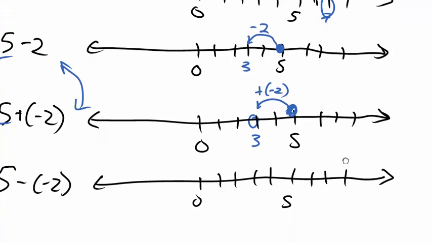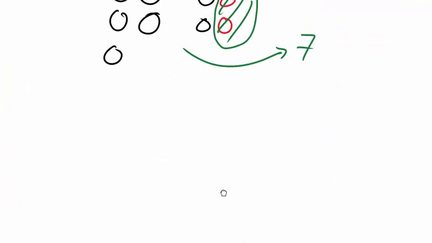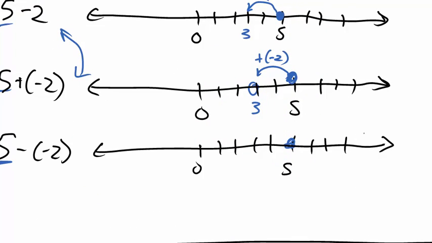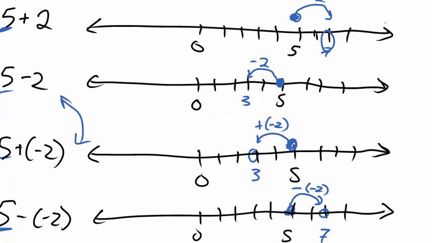How about the last problem? 5 minus negative 2. Well, I know I'm starting at 5. That was my starting number. Let's look back at what happened before. 5 minus negative 2, the answer was 7. So let's plot that on the number line. There's my 7. So I started at 5 and I ended at 7 when I subtracted negative 2. So this time, that number line looks a whole lot like what happened up above when I did 5 plus 2. So subtracting negative 2 is just like addition. Adding negative 2 is just like subtraction.